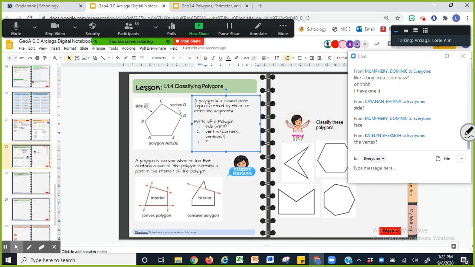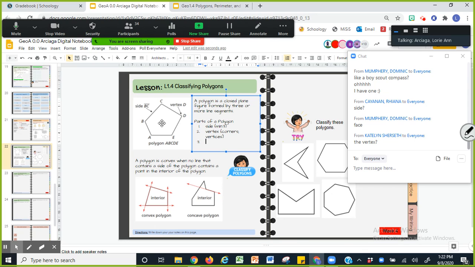For the face, we'll do that when we do three-dimensional, Dominic. When we have polyhedrons or three-dimensional boxes, they do have a face. But for now, the faces, in quotation marks, are just the sides. Thank you.